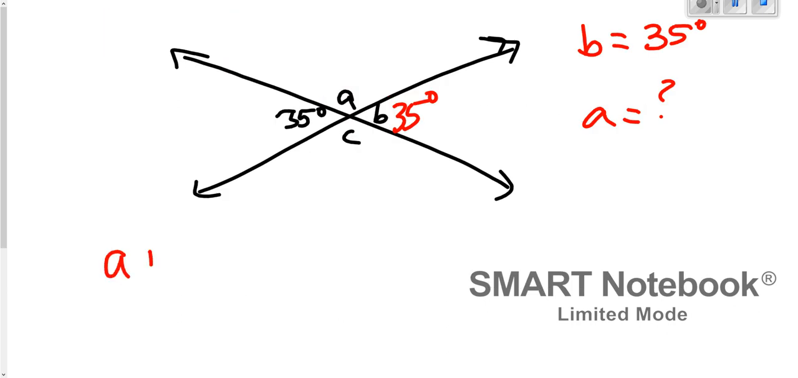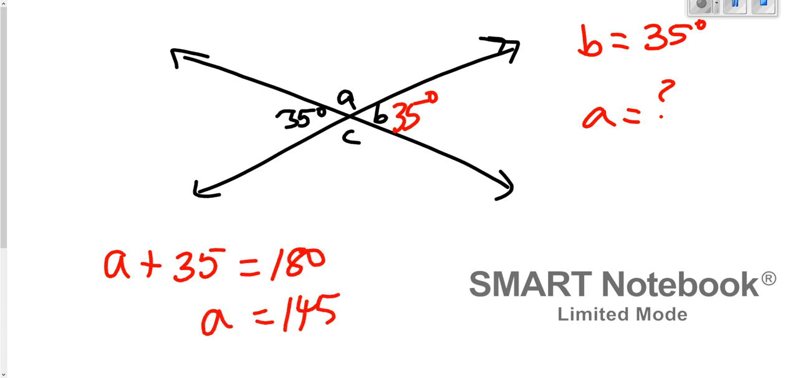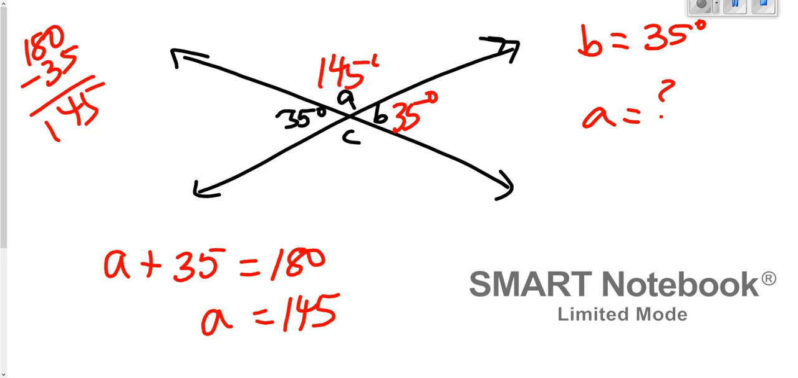So A plus 35 equals 180. I solve this equation and I get that A is 145. Or a lot of you don't like to do this with equations. You like to just do 180 minus 35 is 145. That would work, and that's fine, until we start giving more difficult 8th grade appropriate questions.